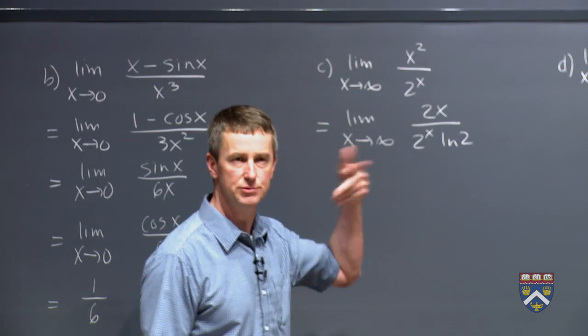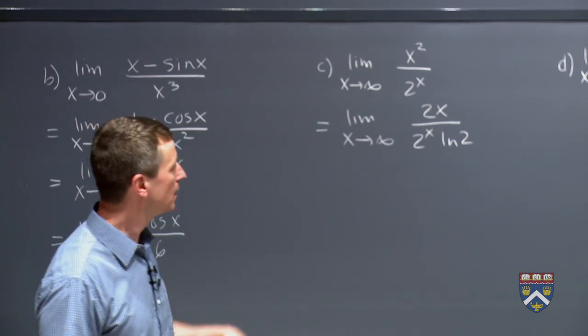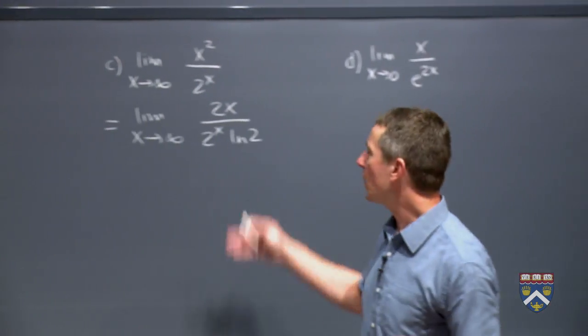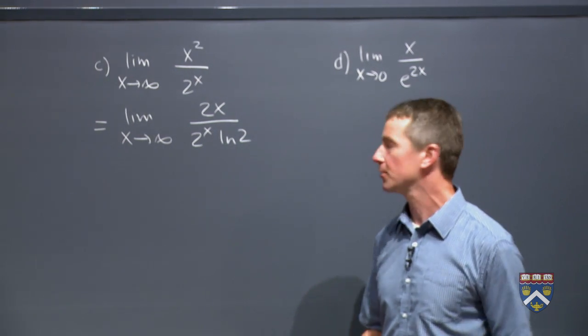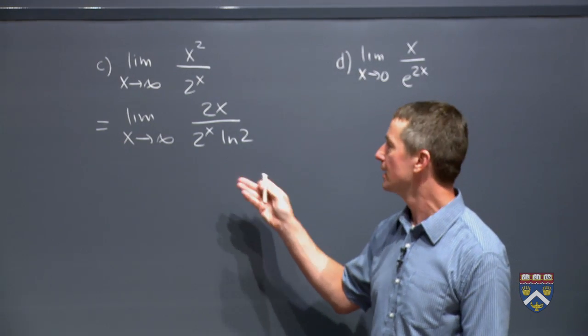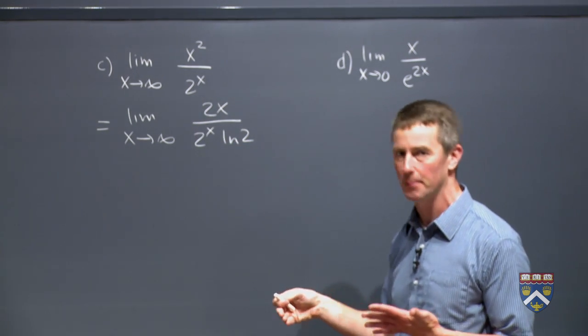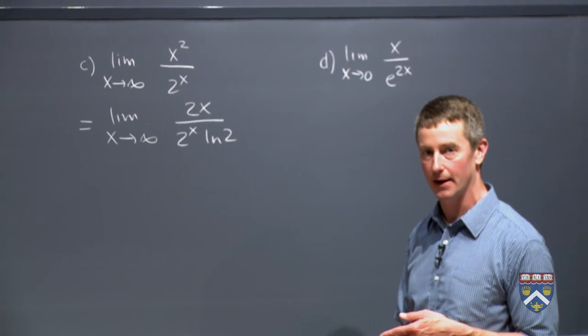What does the top go to? 2 times a huge number will be a huge number. 2 raised to a huge number is a huge number. And we're multiplying by ln of 2, which you might remember from an earlier class is about 0.693. So if you have 0.693 of a huge number, you still have a huge number, meaning we again got infinity over infinity.